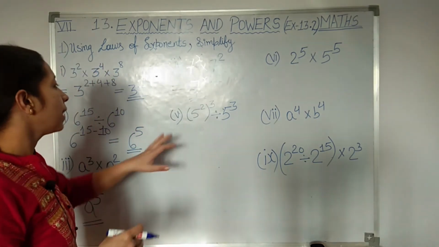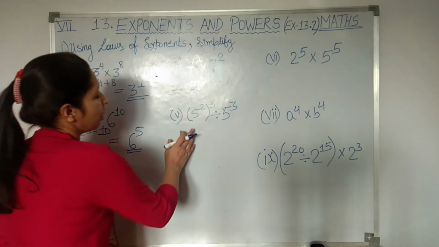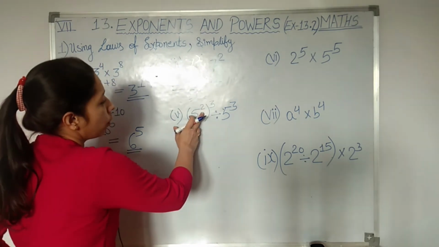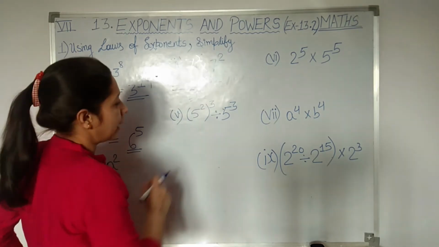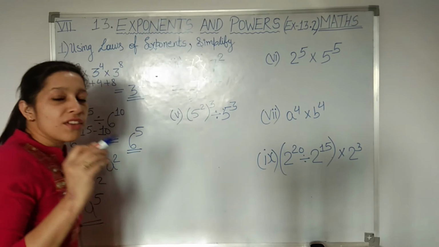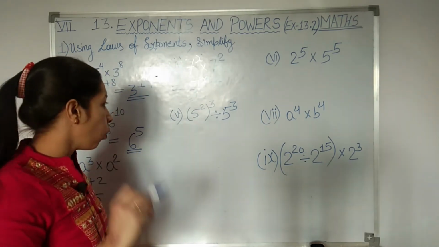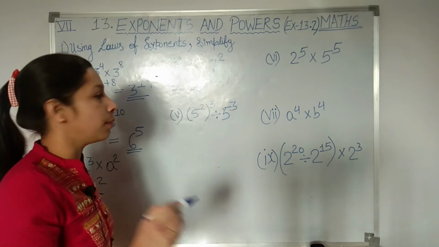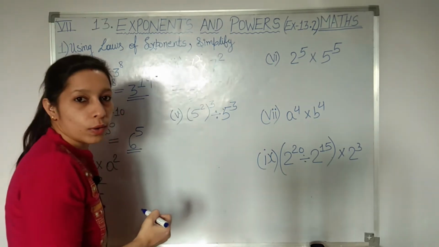Okay. Then the fifth point, see, first let us see this one. The third law we are going to use here, a raised to the power m whole raised to the power n. Then we are going to see this part. First we will be solving this. So students, if a raised to the power m whole raised to the power n, the answer is equal to a raised to the power mn, means exponents or powers we are going to multiply.